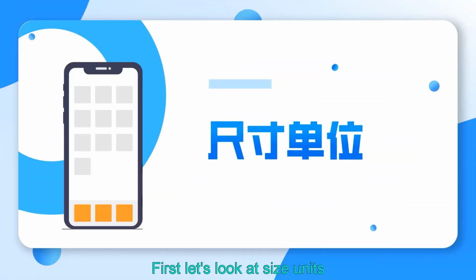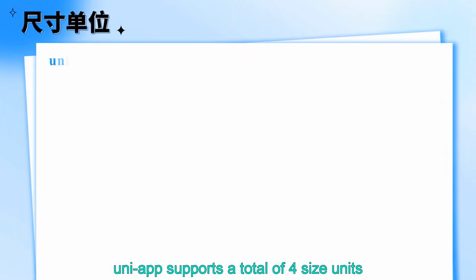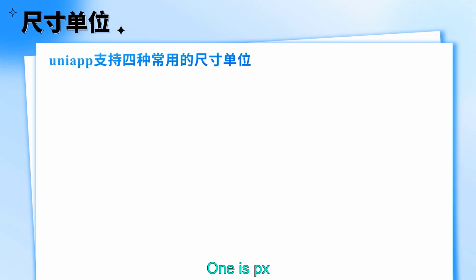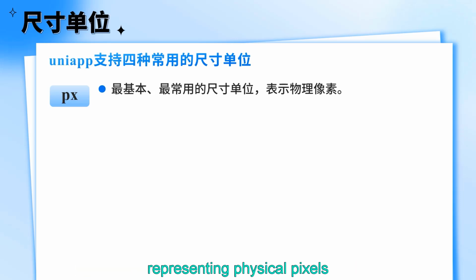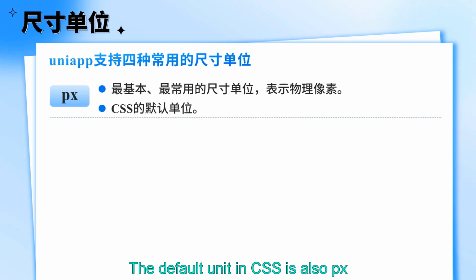First, let's look at size units. UniApp supports a total of 4 size units. One is px. Px is our most basic and commonly used size unit, representing physical pixels. The default unit in CSS is also px.